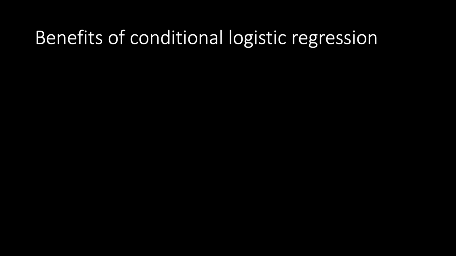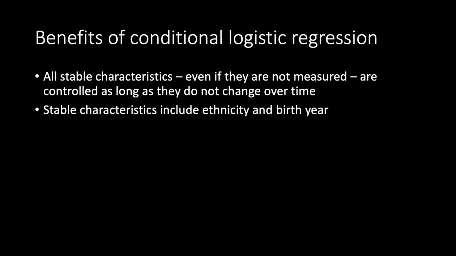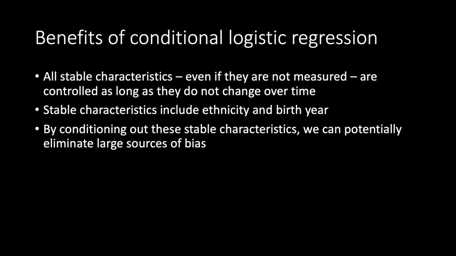This model offers some special benefits, and the most interesting feature of the model is that all stable characteristics, even if they're not measured, are controlled as long as they do not change over time. For instance, stable characteristics are things like ethnicity and birth year. By conditioning out these stable characteristics, we can get rid of large sources of bias and confounding influence.